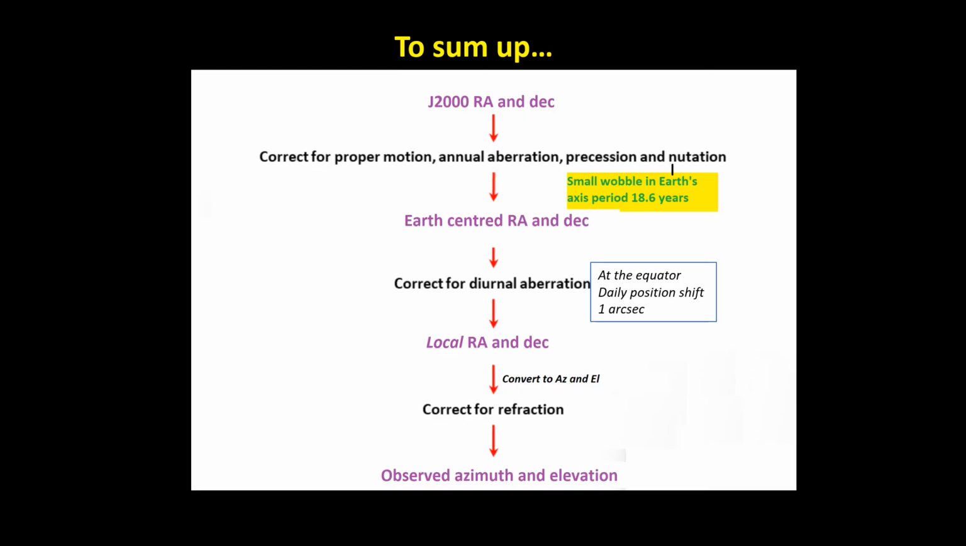We can convert these to azimuth and elevation as we've described before, and we then need to do another correction for refraction, which is due to the fact that at very low elevations, light is bent. And after that correction, it will finally give us what we want, the observed azimuth and elevation.